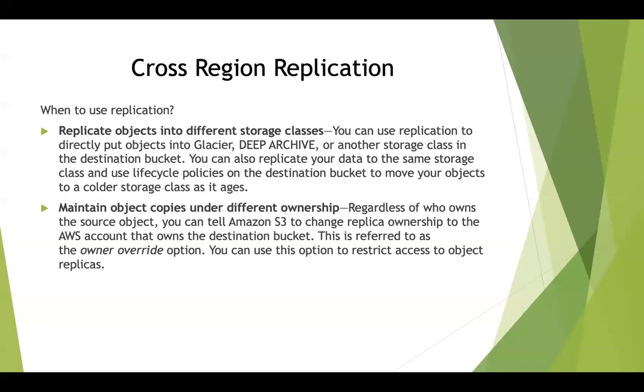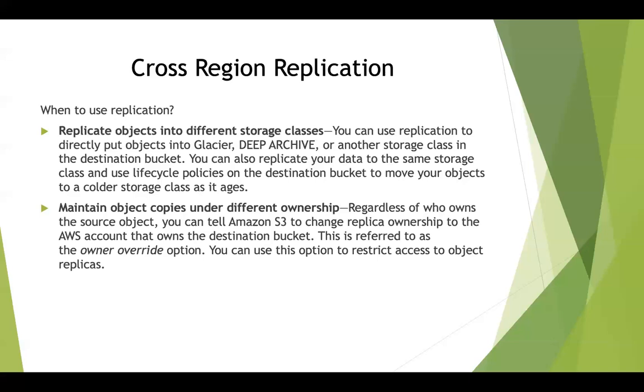And the second reason when to use replication is to maintain object copies under different ownership. So regardless of who owns the source object, you can tell S3 to change the replica ownership to the AWS account that owns the destination bucket. So we saw that cross-region replication can also be done across AWS accounts, which means for the first AWS account, I am the owner, obviously. But then for the destination bucket's AWS account, I may not be the owner. I can keep someone else as the owner over there. So this is referred to as owner override option.